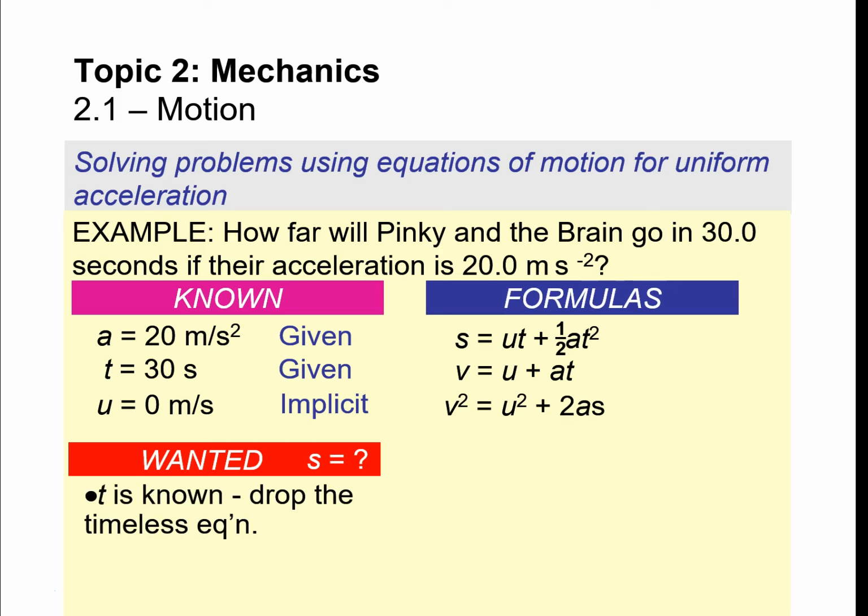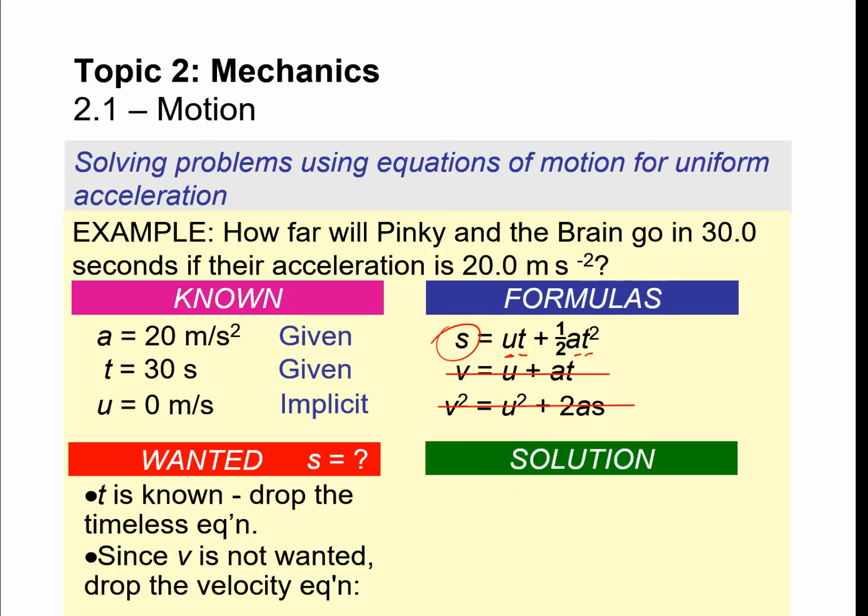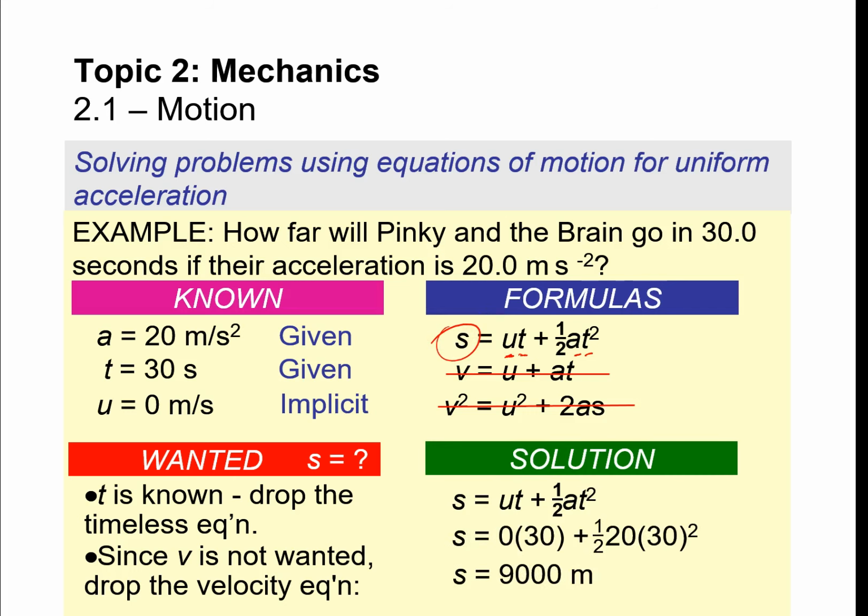Now, I know time, so let's just drop the equation that does not involve time, which is Torricelli's equation. Finally, I don't want to know velocity, I want to know displacement. And therefore, I can also drop the equation for velocity. And then I have one equation that involves what I know, time and acceleration, and what I implied, initial velocity, with what I want, which is a displacement. So the solution now is just plug and chug, just plug in the numbers, and we get 9,000 meters. I hope you all understood this problem, and now let's move to the next one.